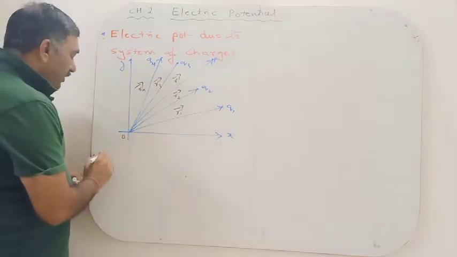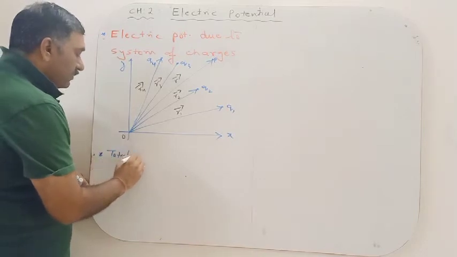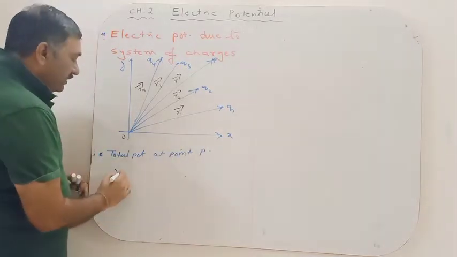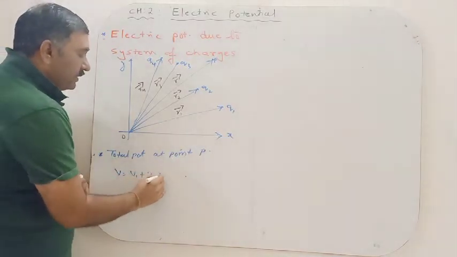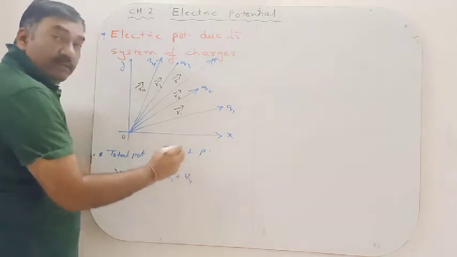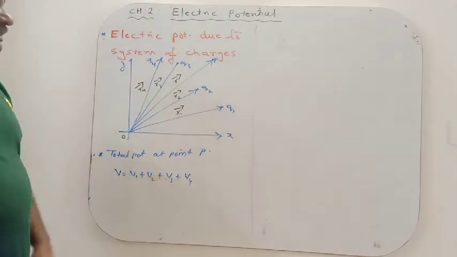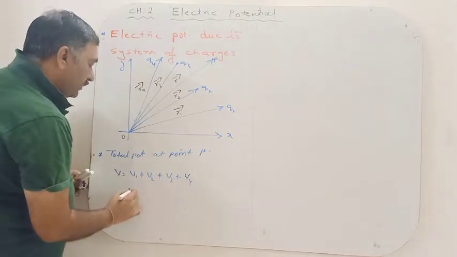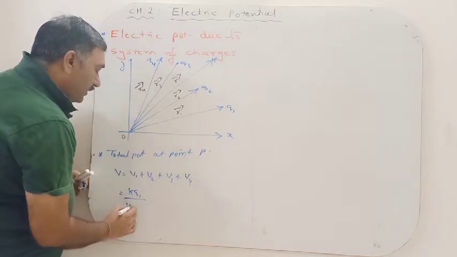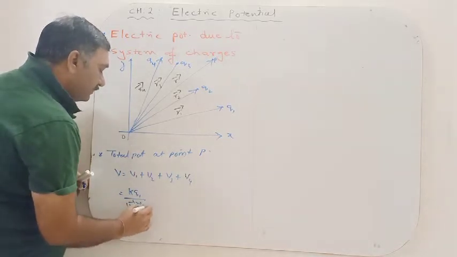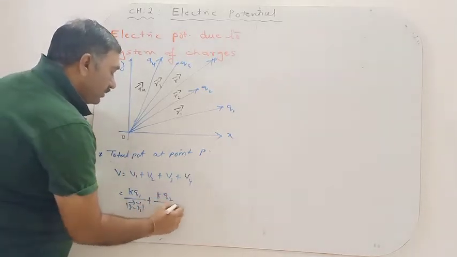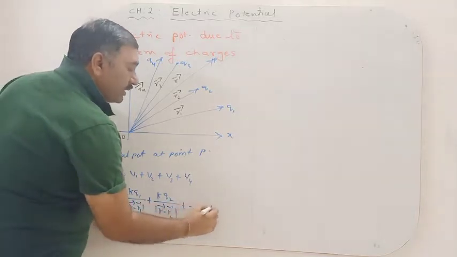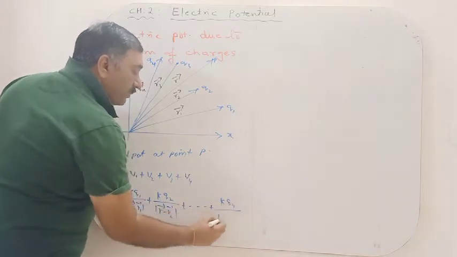So what is the total potential at point P? Total potential V is equal to V1 plus V2 plus V3 plus V4. So what is the formula for potential at point P due to Q1? That is equal to kQ1 upon mod of r minus r1, plus kQ2 upon mod of r minus r2, up to kQ4 upon mod of r minus r4.